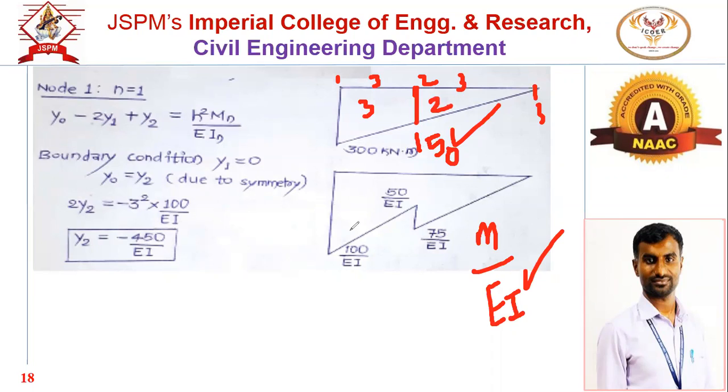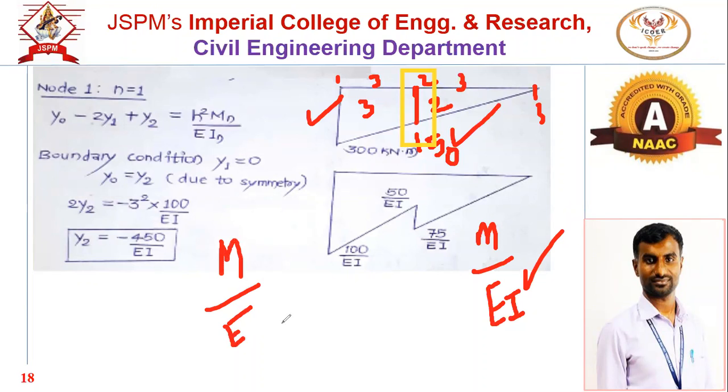So the first approach is that just draw the BMD. And at a node where there is a change in cross section, here at the second node, we are having a change in cross section. So at that node, what we have to do is make the average of the cross section while putting the value of M by EI.